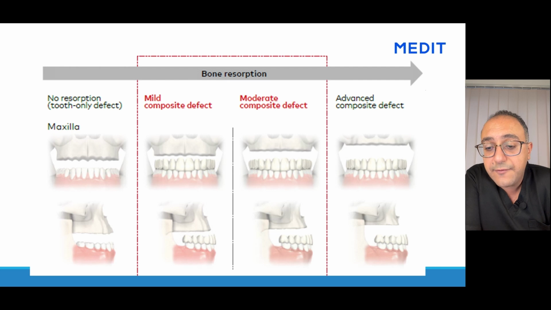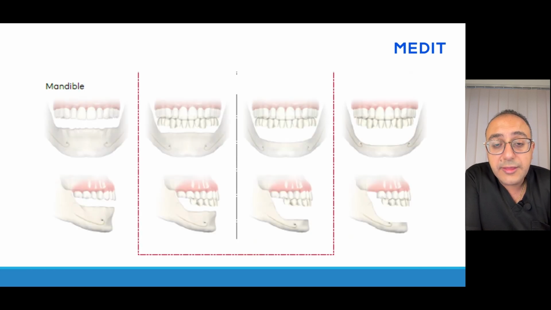And on the right side, we have the advanced composite defect, which means that the patient has lost most of his bone structure around the past teeth, which means he has lost a big part of the jaw bones, alveolar bones. You have to think of replacing the teeth and a big part of the missing hard bone and gingiva. And the same for the mandible. You have to evaluate the patient's condition. Did he lose teeth only or teeth and jaw bones and soft tissue also?